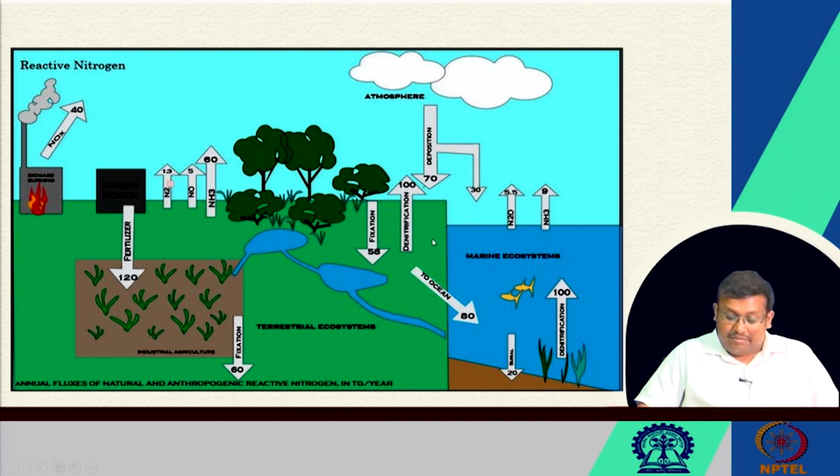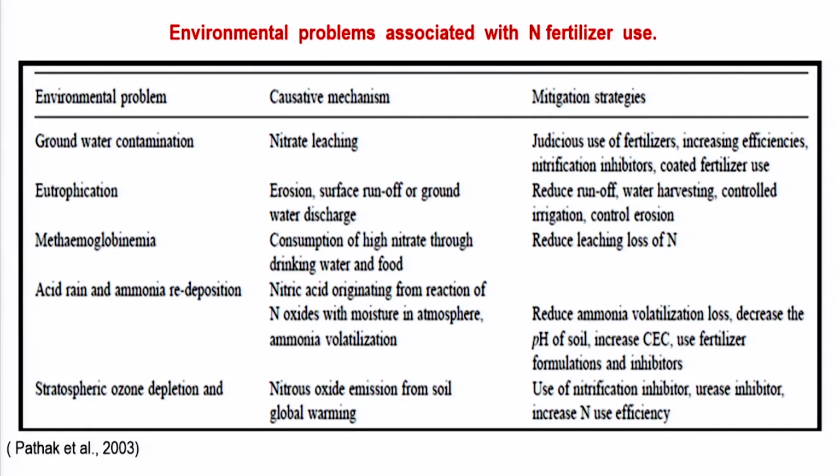And then the movement of nitrogen from the land surface to the ocean is 80 teragrams. So, you can see how the fluxes of nitrogen are distributed in different parts of the ecosystem. Now, among the environmental problems associated with nitrogen fertilizer use, we can see groundwater contamination, and basically this is due to nitrate leaching. So, what are the mitigation strategies?